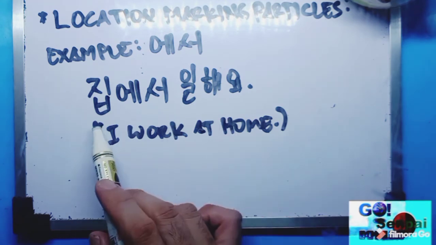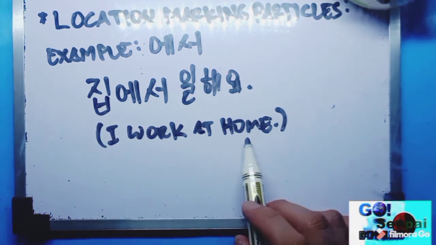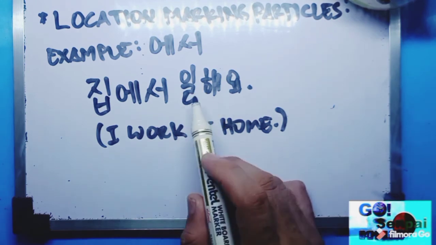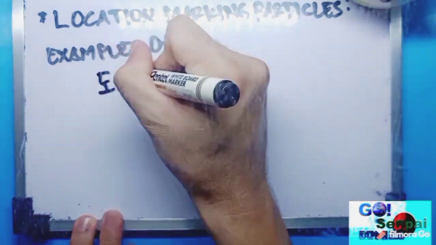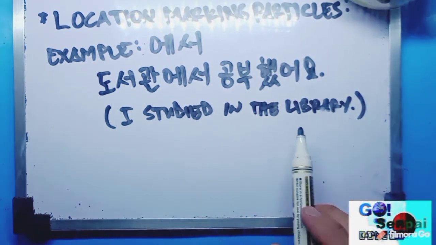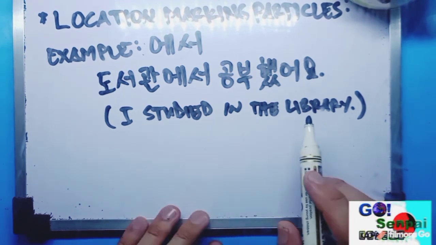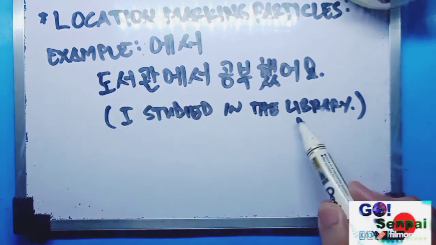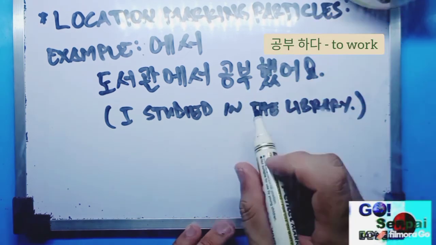Next, we have 집에서 일해요. I work at home. 집 means home, a location where an action is taking place. So 일해요, base form 일하다, to work. Another example, 도서관에서 공부했어요. I studied in the library. We have the location where the action is taking place, 도서관 or library, and our verb 공부했어요, base form 공부하다, to study.